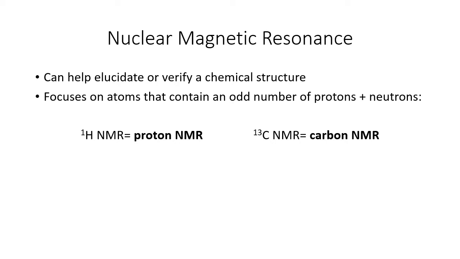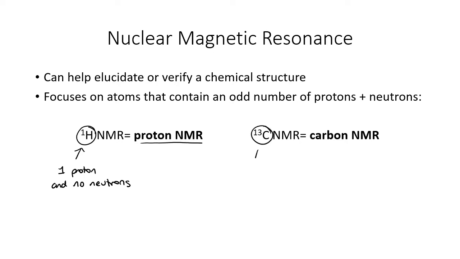Since hydrogen and carbon are the main types of atoms found in organic structures, hydrogen and carbon are the main atoms that will be looked at in organic chemistry NMR. So for H1 NMR, which is also known as proton NMR, this H1 means that we have a hydrogen atom that contains one proton and no neutrons. H1 is the most common or abundant isotope for hydrogen.